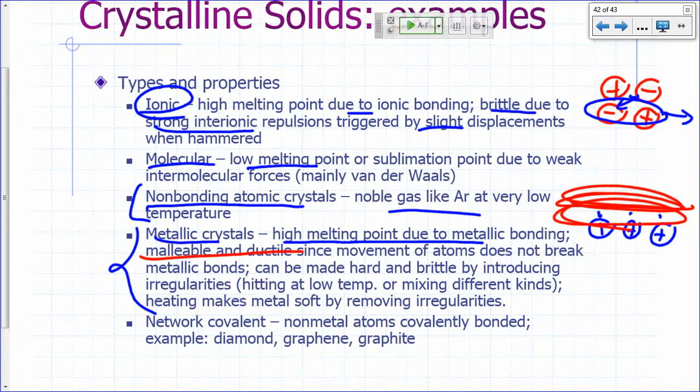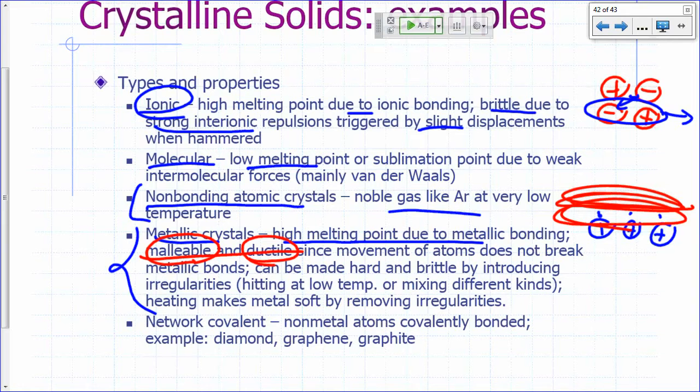So what does malleable mean? What's a mallet? It's a hammer, right? Malleable means you can hammer them into thin sheets, so you can easily move those metal atoms so that you can spread them out into a thin sheet. Ductile means you can draw them out into a thin wire. Copper metal, you use that for your electrical wires. Ductile means can be easily drawn out into a thin wire. Malleable means you can hammer them into thin sheets.